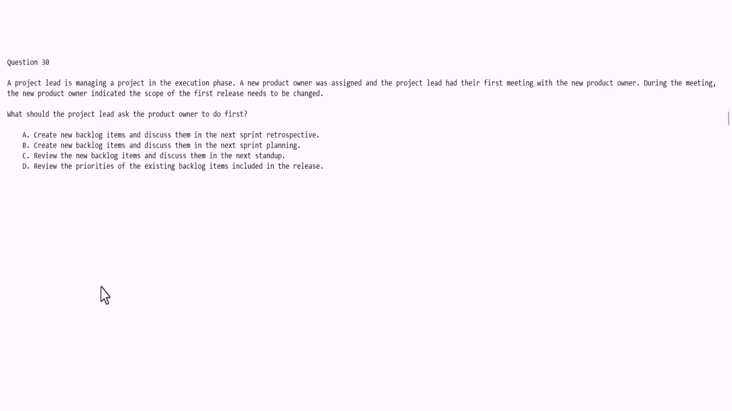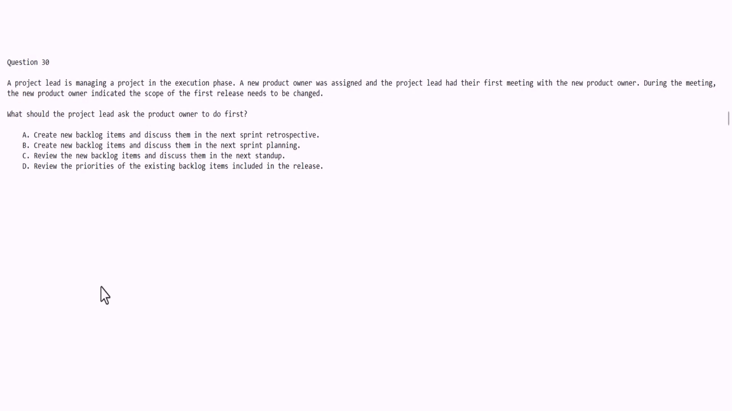Okay, so here we are with question number 30. Question number 30 states, a project lead is managing a project in the execution phase. Now, a new product owner was assigned and the project lead has had their first meeting with the new product owner. During the meeting, the new product owner indicated that the scope of the first release needs to be changed. So the question is, what should the project lead ask the product owner to do first?